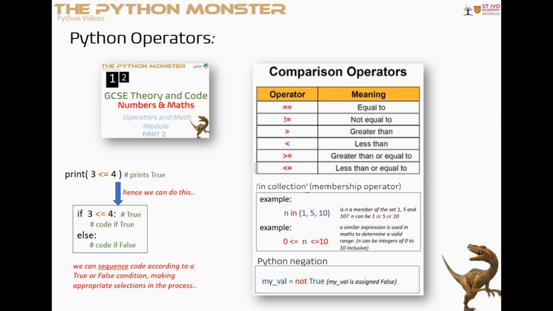We also have a special type of comparison which is called the in collection. Sometimes it's called the membership operator as well. And here we are asking Python to take a value and to see if it is a member of a set of values, or sometimes we say whether it's in a collection of Python values as well. It can be any data type, and the example here is we're asking whether n, whatever value n is, is a member of the set comprising 1, 5 and 10. If it's not found, Python returns false, and if it is in that collection or set, then Python returns true.